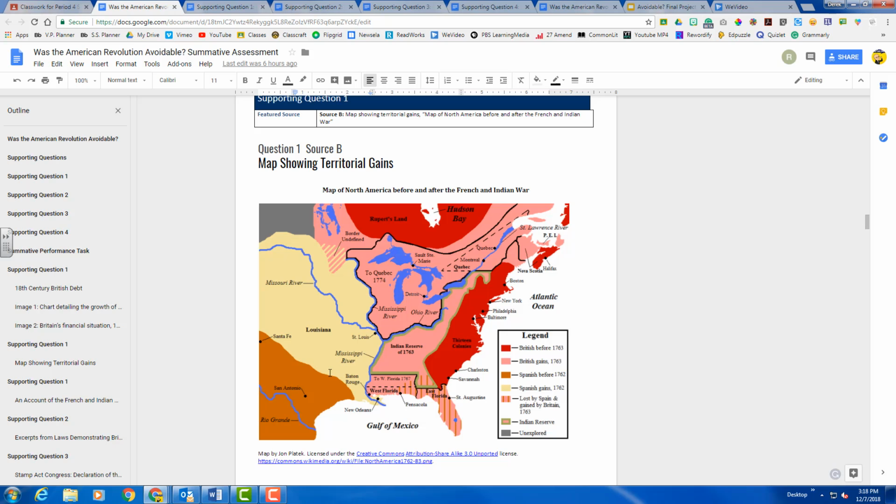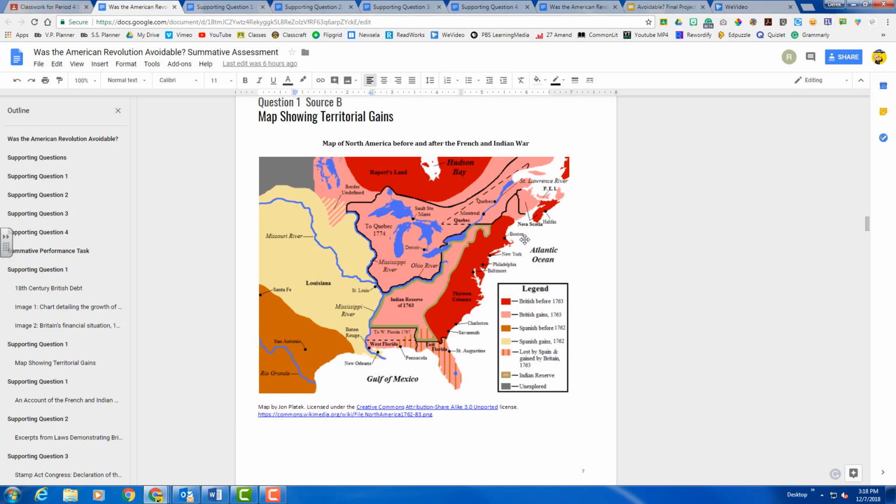So that's an important part. And then you also have the territorial gains. This really has to do with the French and Indian War: they win the war and get all this new territory out here, but now the British tell the colonists, you can no longer go west of the Appalachian Mountains. That's that green line right there. This area out here would be reserved for the Native Americans. That meant the colonists were now trapped against the East Coast, and that made them angry. So this all has to do with supporting question 1.